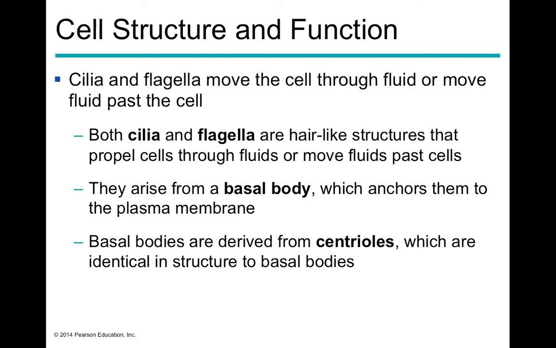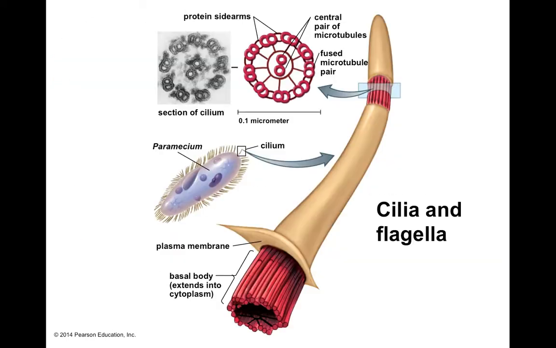Both of these are going to arise from a region that's a basal body, which is going to be comprised of those centrioles. So those centrioles that we talked about for cell division are going to have another purpose in terms of cell locomotion for cilia and flagella. So here's a basal body here, which is going to look just like those centrioles that we talked about, or we will talk about for cell division.